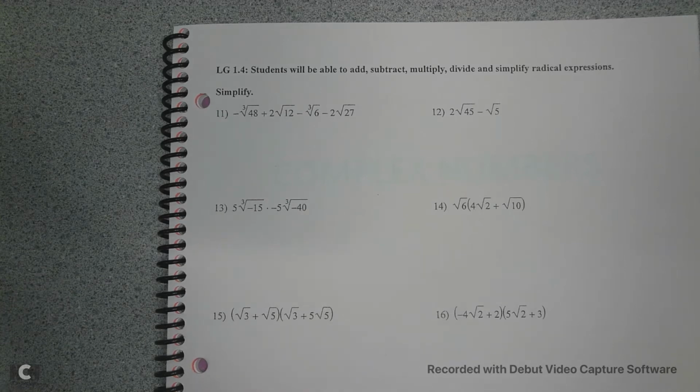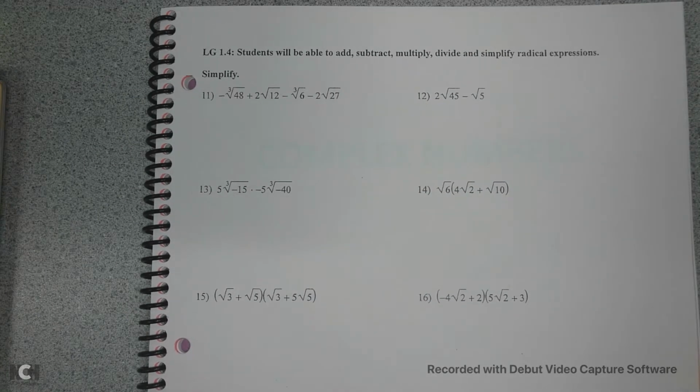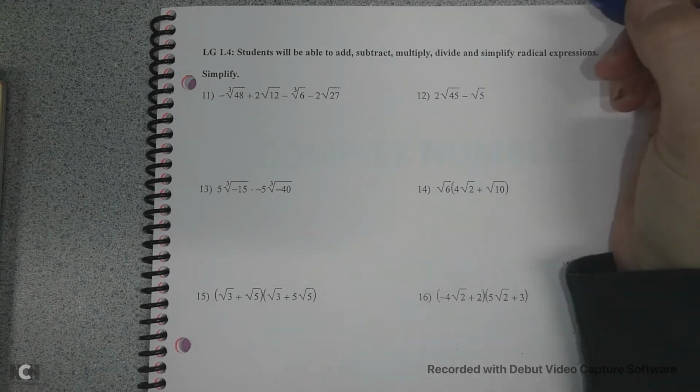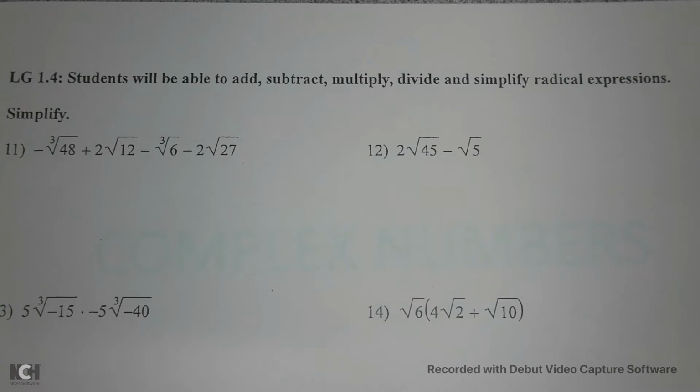Okay, so now we're going to go over the second half of your test. So this is all things to do with radicals, okay? And basically you're adding, subtracting, multiplying, dividing, and simplifying radical expressions. So let's look at number 2. Let me zoom in. Not number 2, number 12, silly.